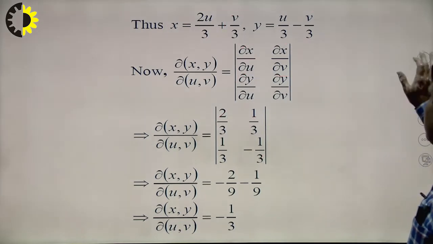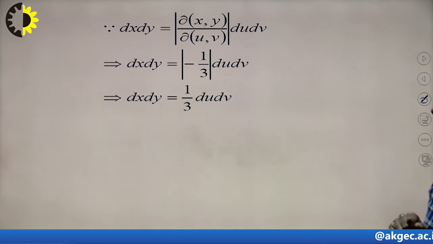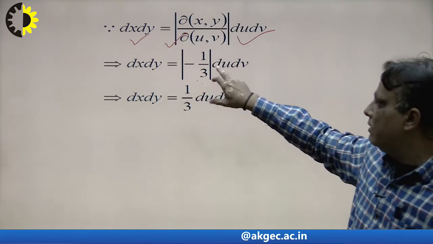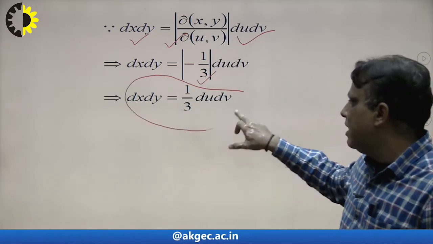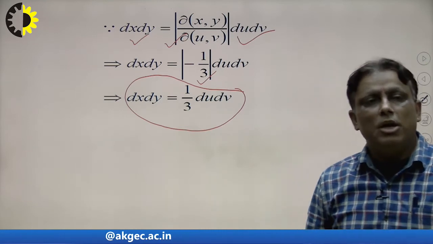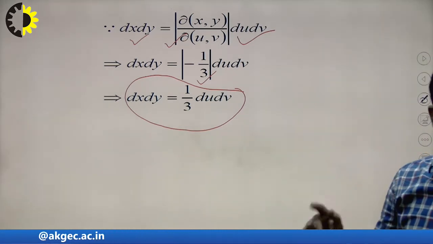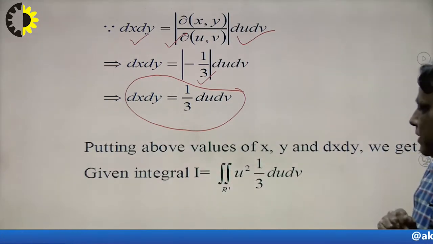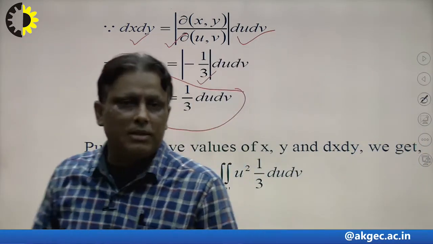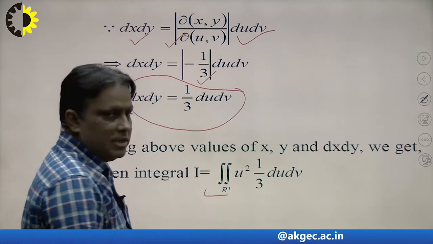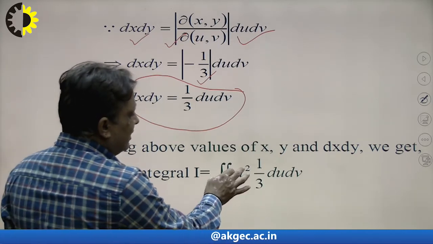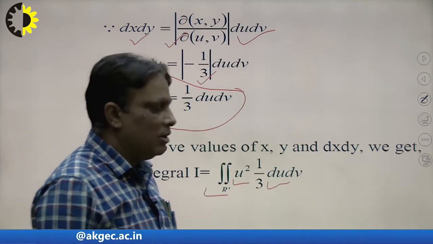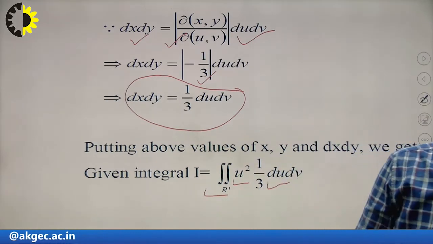So by using the change of variable method, what will be the conclusion here? dx dy equals the modulus of the Jacobian times du dv, and the modulus of the Jacobian will be 1 by 3. That means in the place of dx dy, I write 1 by 3 du dv. In this way we convert the xy variables into uv variables with respect to the given transformation. The transformation is the most important criterion here. Now the given problem converts in this way. What is u? u is x plus y. So I write u squared, and the Jacobian is 1 by 3 du dv. So in this way we convert the given integral in terms of u and v.